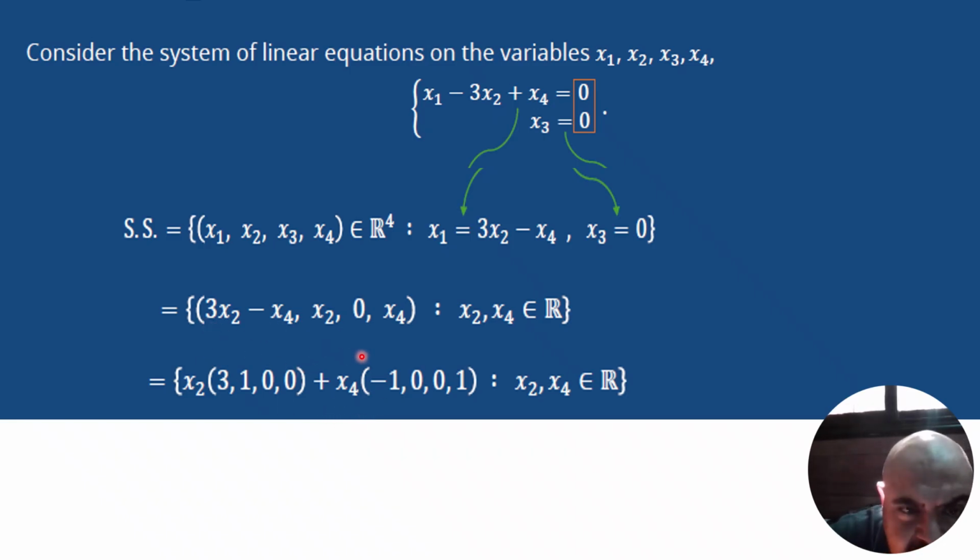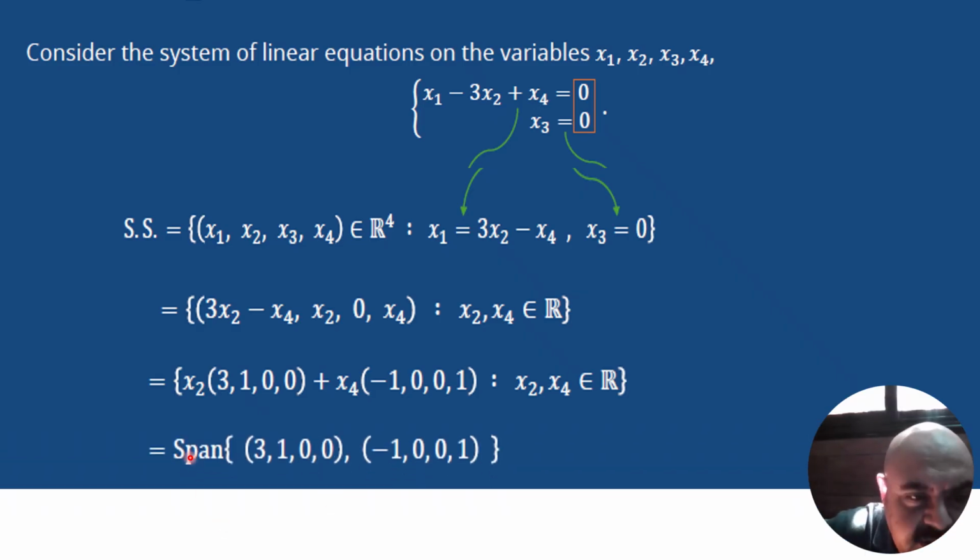Taking x2 from the components of the first vector will leave you with 3, 1, 0, 0. Taking x4 from the second vector will leave you with negative 1, 0, 0, and 1. And those two vectors are the basis or the span of this vector space. So the span is (3, 1, 0, 0) and (-1, 0, 0, 1). How many vectors do you have? We have two linearly independent vectors. And this is what we will talk about in the next slides.